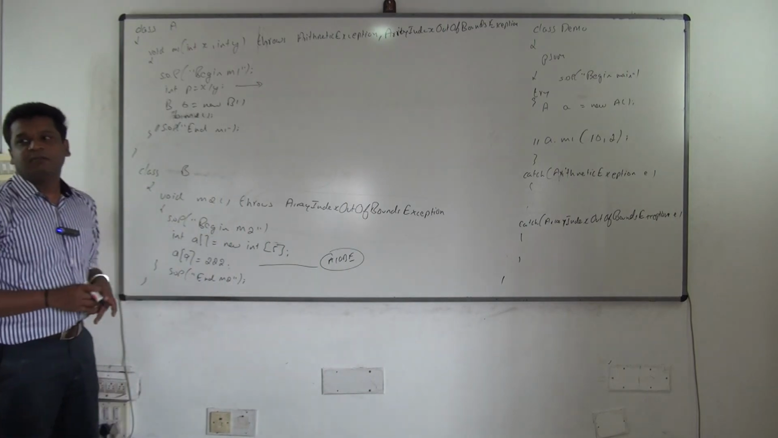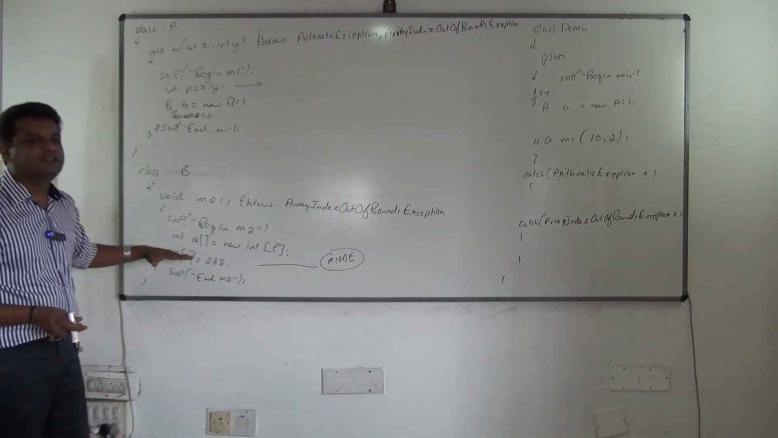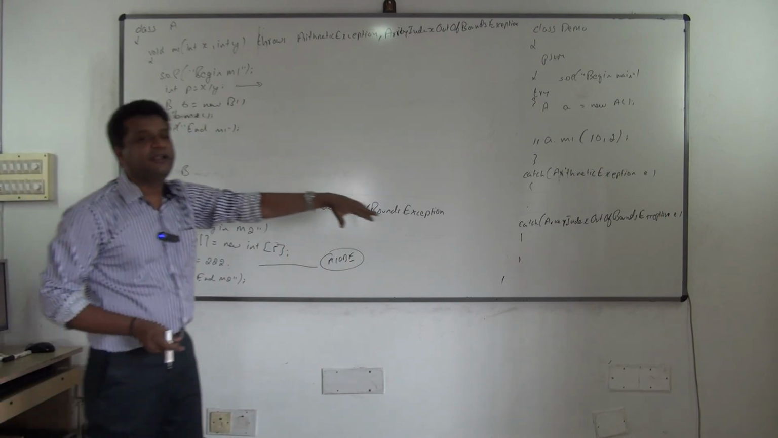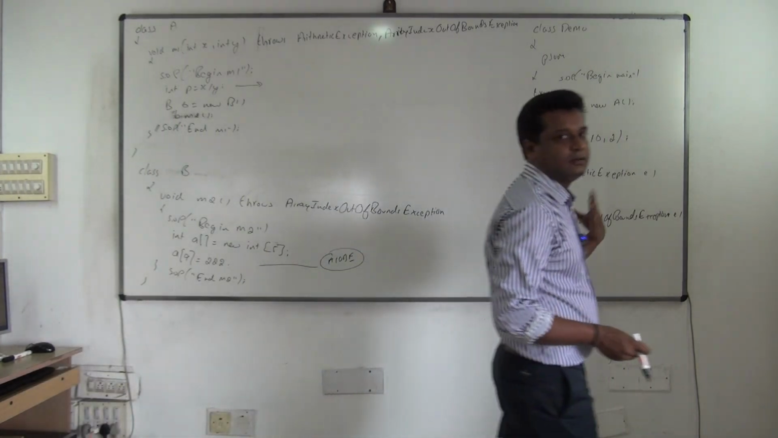Are you clear with this? But what is the summary of throws? Throws is used for throwing an exception from the callee method to the caller method like this. And there also, if you don't handle it, it will go where? To the JVM.